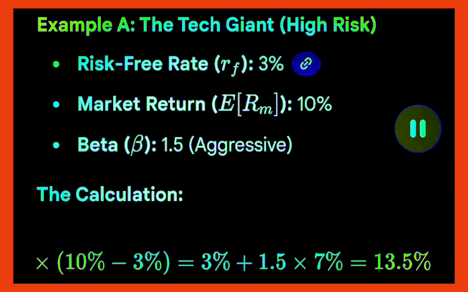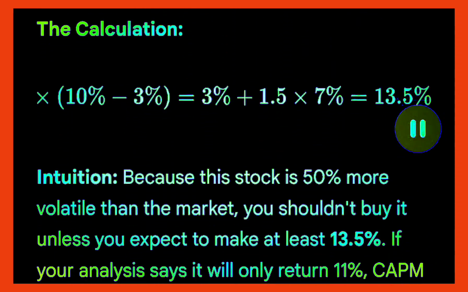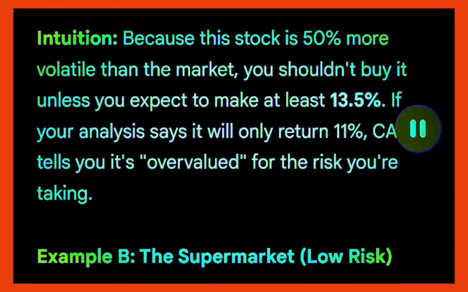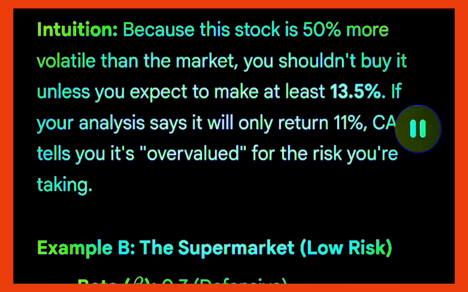Intuition. Because this stock is 50% more volatile than the market, you shouldn't buy it unless you expect to make at least 13.5%. If your analysis says it will only return 11%, CAPM tells you it's overvalued for the risk you are taking.